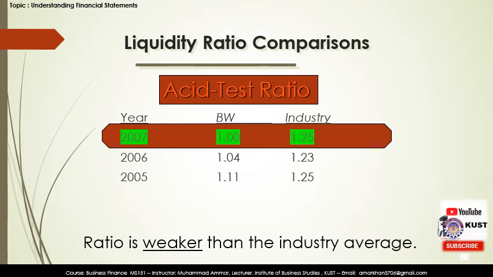Liquidity ratio comparison, this one is our acid test or quick ratio. Years 2005, 6, 7, but now we are currently talking about year 2007. You see on the slide the Basket Wonder comparison to the industry average. The acid test ratio we got is equal to 1, and on the other hand you can see the industry average ratio, which is 1.25. So it's a little bit lower, so the ratio is weaker than the industry average.